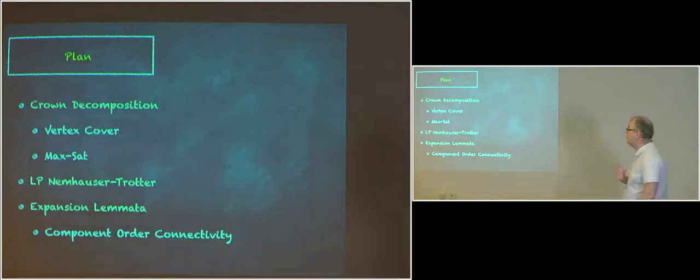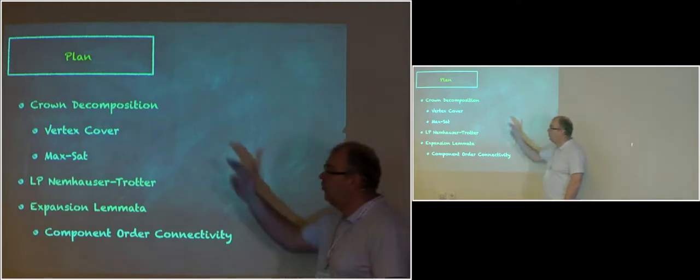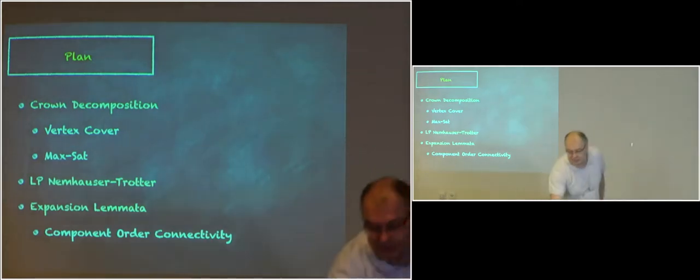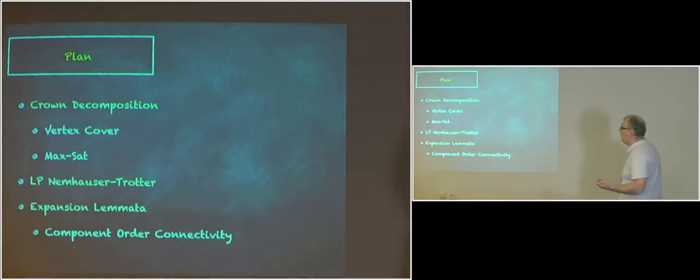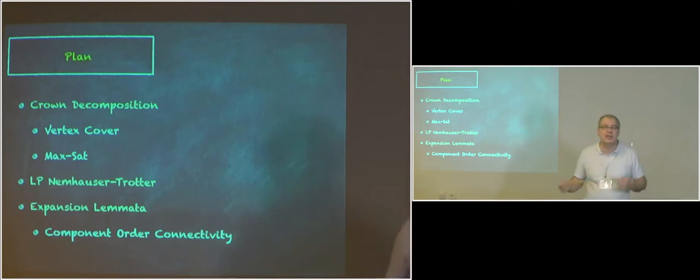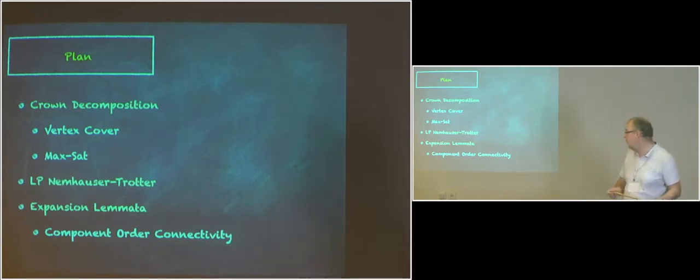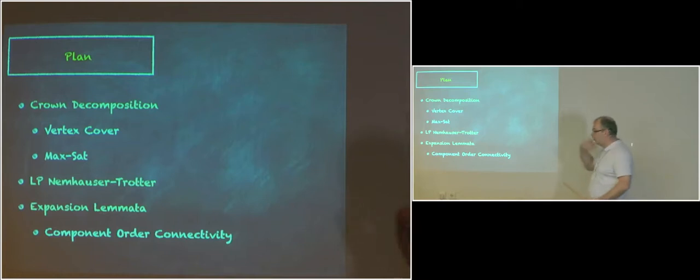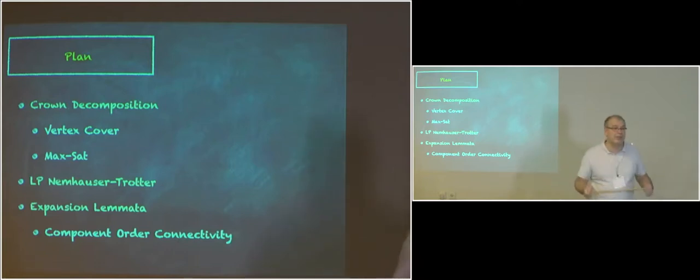I will speak about crown decomposition, and I will give a kernel for vertex cover and for max SAT. That will be one application. Then I will be speaking about Nemhauser-Trotter and about LP relaxation for vertex cover. That will be another thing. And still, the whole theme will be around matchings and the Koenig-Hall theorems. Then I will speak a little bit about the expansion lemma, only one. And then, as an example of the application of the expansion lemma, I will give a kernel for component order connectivity.